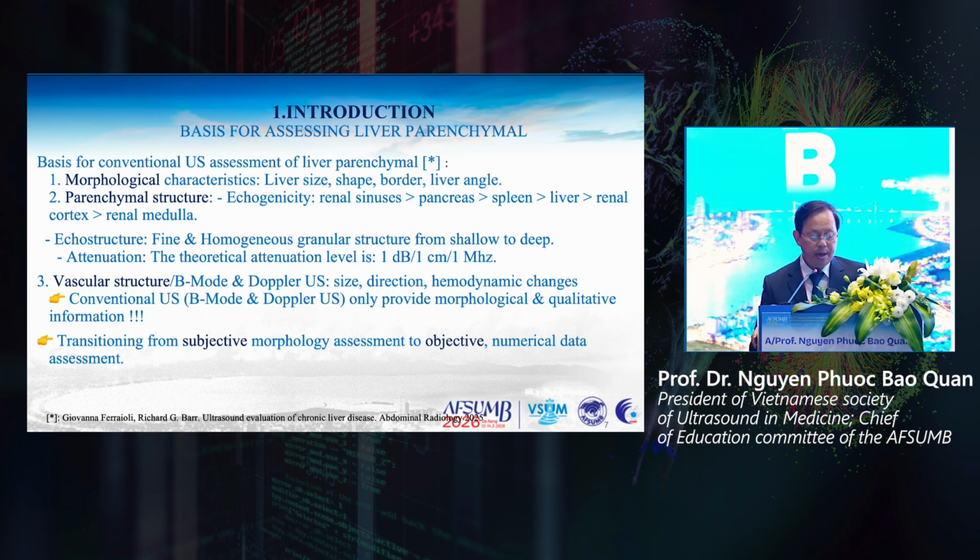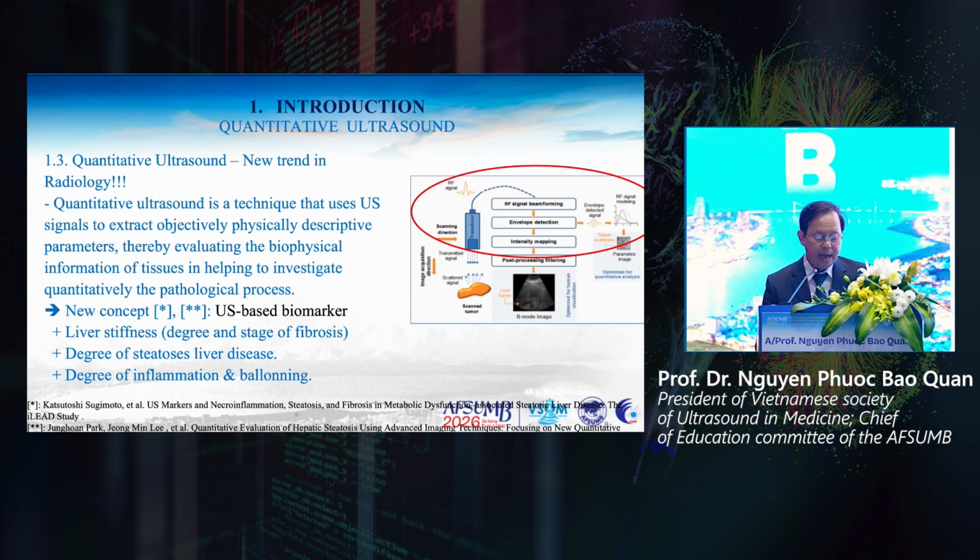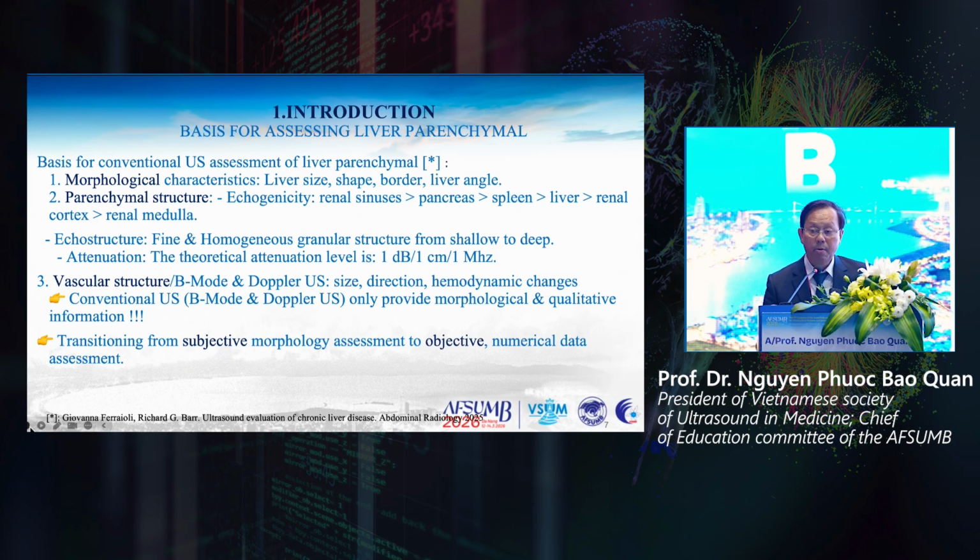In the past few years, we have used conventional ultrasound to investigate the liver, including B-mode ultrasound and Doppler ultrasound. In B-mode ultrasound, we investigate the parenchymal structure, size, shape, and attenuation qualitatively only. And with Doppler, we can only get little information about the hemodynamics of the liver.